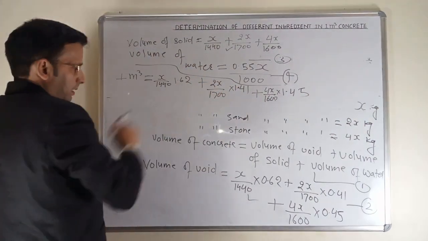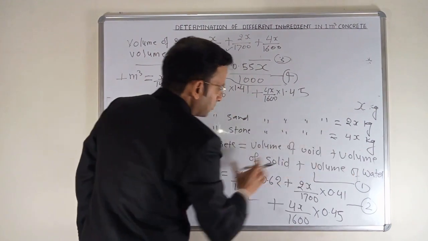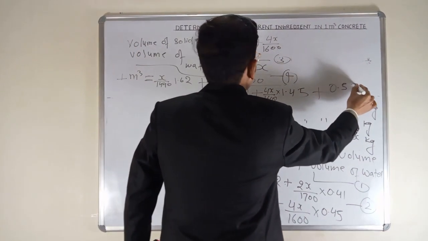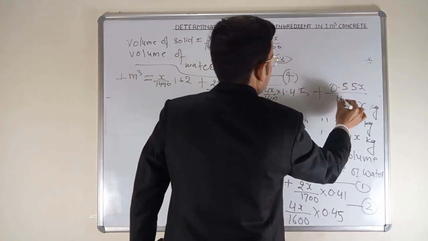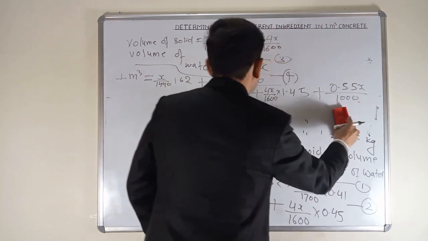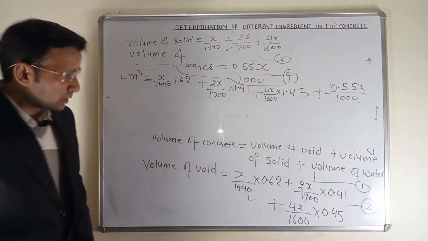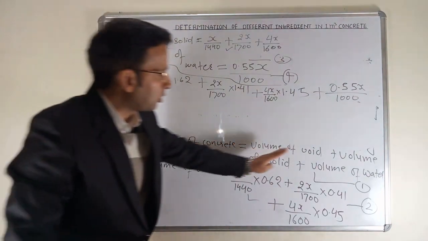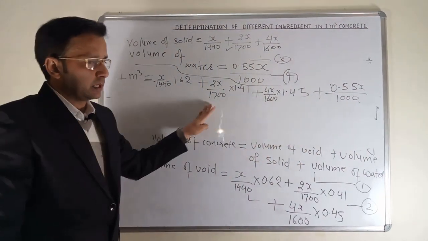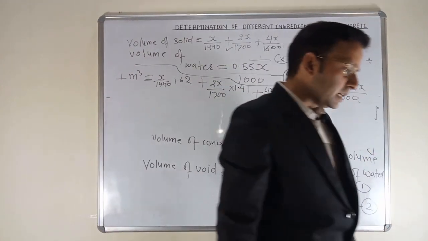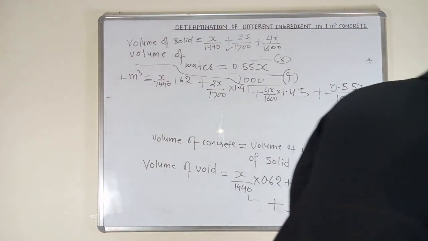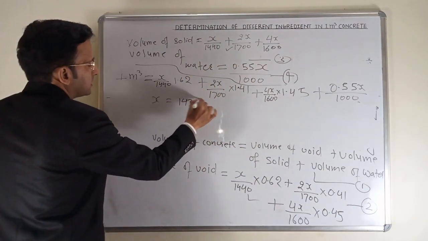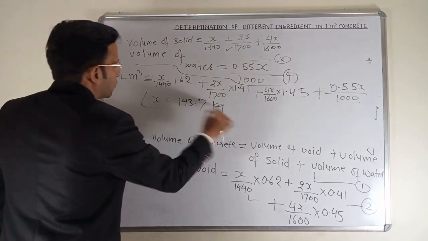So this is volume of voids plus volume of solid plus volume of water. What is the volume of water? 0.55x upon 1000. Okay. So this is the complete equation. This volume of concrete is equal to this volume plus that volume. If we solve this equation easily, we get, I have noted down its value, x comes to be 143.7 kg.